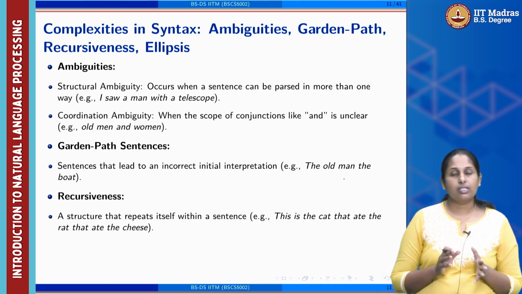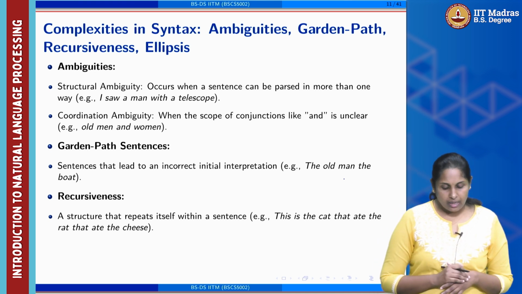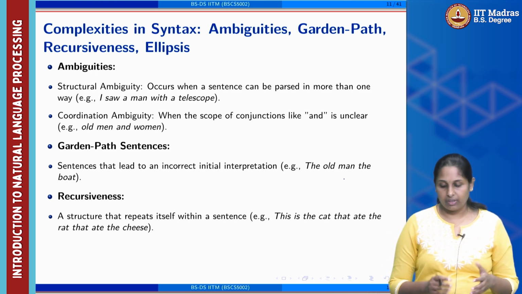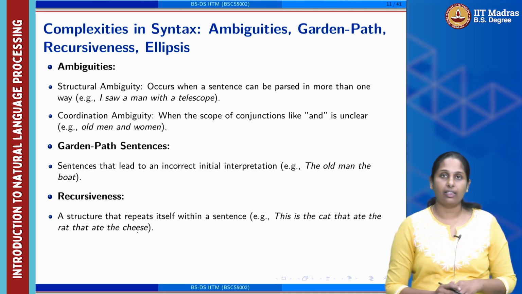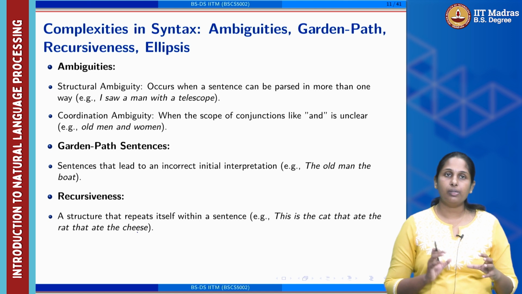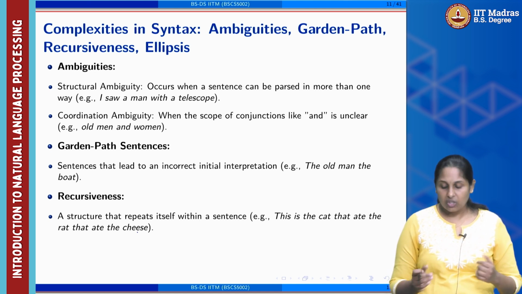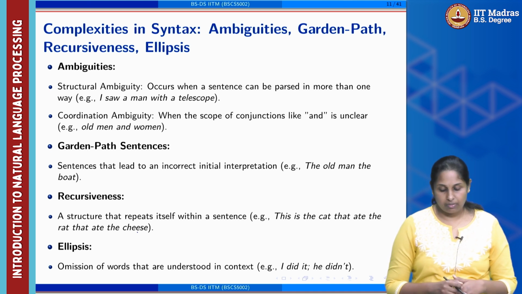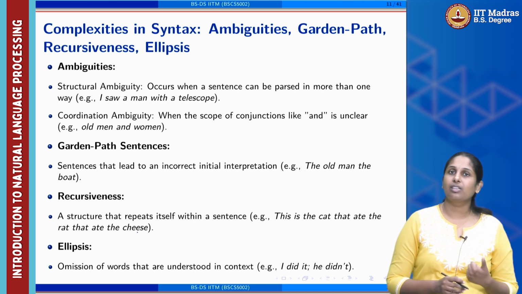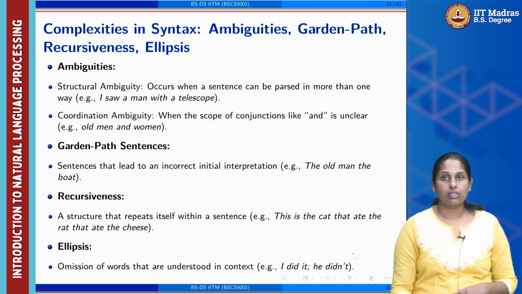And recursiveness is another ambiguity or another complexity in syntax. Here the structure repeats itself within a sentence. For example, this is the cat that ate the rat that ate the cheese, right? So we can have multiple clauses which are combined together, and it makes a very complex construction in languages. And ellipsis, where we are omitting some of the words, though we are omitting them, we can understand it through context. For example, I did it, he didn't. So he didn't do it, that part is not required.